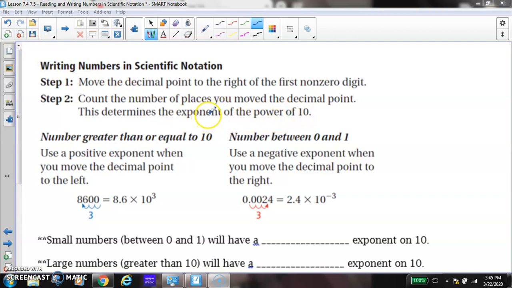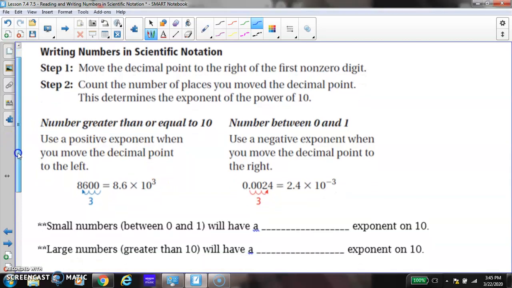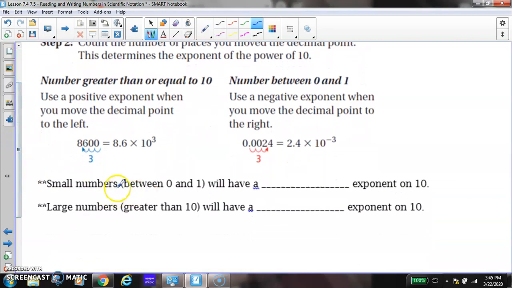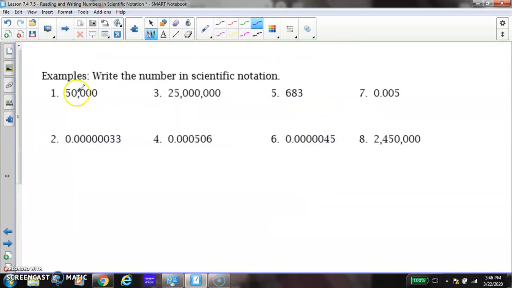And remember, for something to be properly written in scientific notation, your factor has to be a number between 1 and 10, and you have to have times 10 to some power, okay? So if you have a really small number to start with, you're going to end up with a negative exponent on 10. If you have a really big number, you're going to have a positive exponent on 10. All right, so let's practice doing this right now.